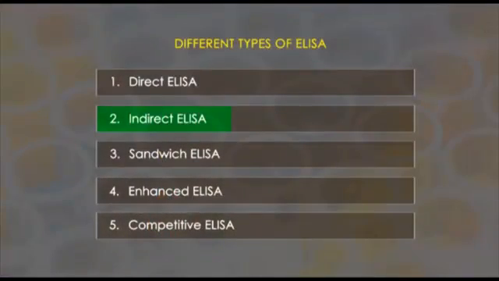This method is also used for identification and quantification of antibodies, proteins, etc. from a complex sample. It is a fast method as it uses only one antibody and has less number of steps. Indirect ELISA.